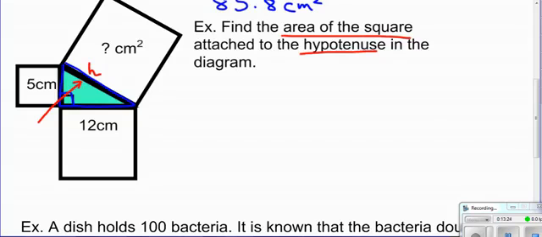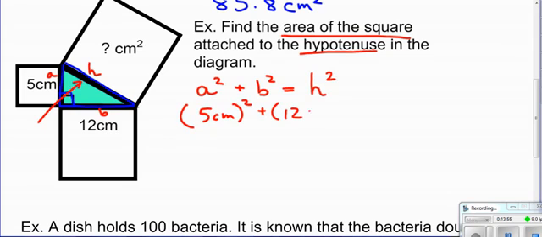Well, Pythagorean theorem tells us that if we take the smaller square for leg A plus the square attached to side B, and we add them, we are going to get the square attached to the hypotenuse, or C. So that's what we're going to do. We're going to find out what that area is. So 5 centimeters squared plus 12 centimeters squared gives us the square attached to the hypotenuse.